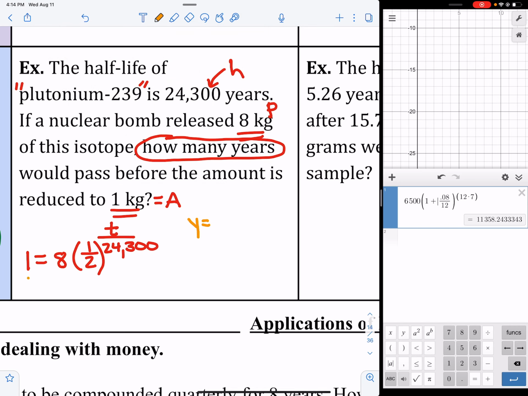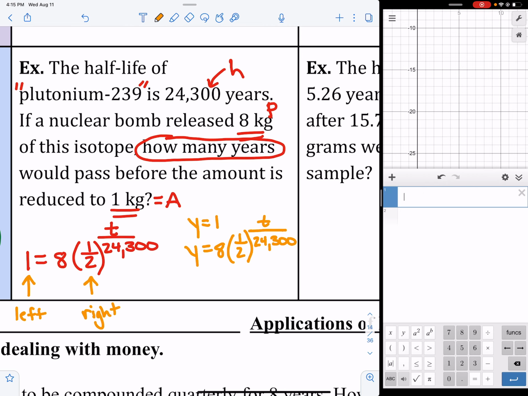We're going to write down what we're going to type in. So let's put y equals what is on the left, which is just 1. And we're going to put y equals what is on the right of the equal sign. We're creating a system of equations so we can find what value of t would make those two things equal to each other. And systems of equations help us figure that out very nicely and easily in a calculator. So if we put in y equals 1 for one equation and then drop down to the second row in Desmos and type in the other side.